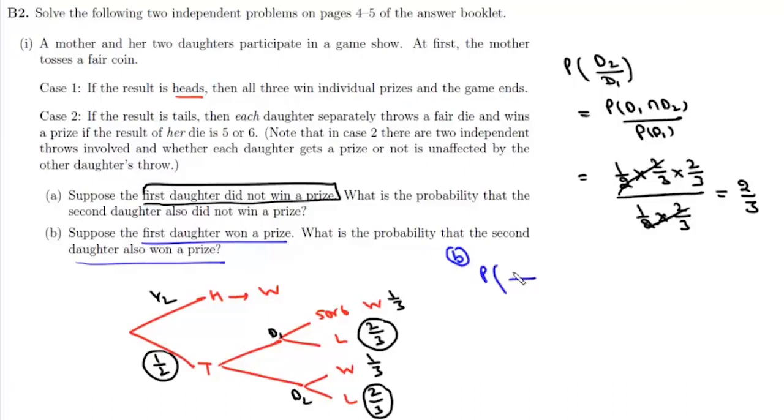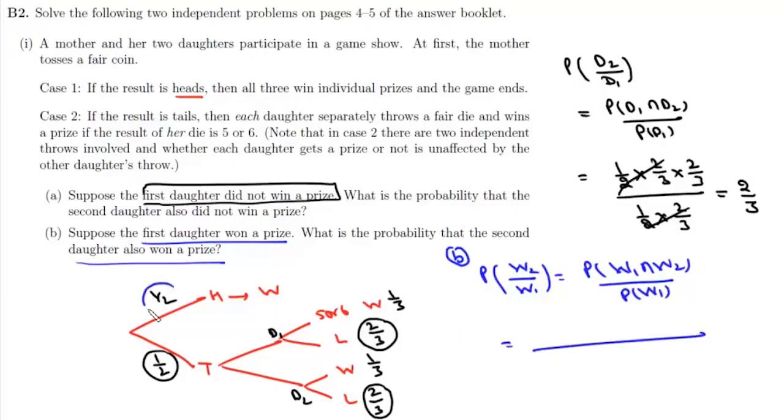We need to find this probability that the second daughter wins the prize if the first one wins the prize. So it will be probability W1 intersection W2 upon probability of W1. Now probability of W1 is either when we get heads, so it will be 1 by 2, or when it is 1 by 2 and she gets 5 or 6, so it will be 1 by 3. And the case when both of them win could be the first case, 1 by 2, or the second case when they get tails, both of them win a prize, so it will be 1 by 3 into 1 by 3.